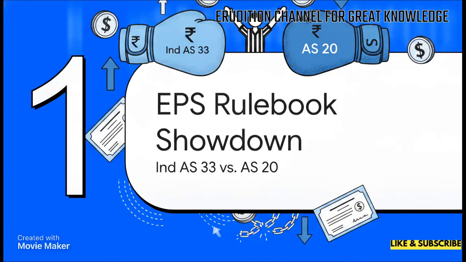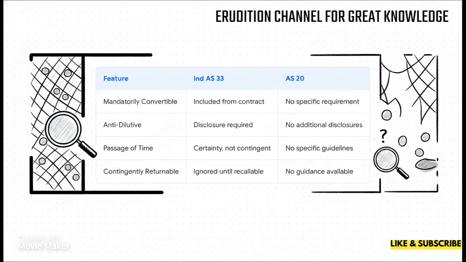All right, Section 1, the EPS Rulebook Showdown. It's IND AS 33 versus AS 20. When you look at the comparison here, the evolution in accounting rigor is just stark. Under the old AS 20 rules, dealing with things like mandatorily convertible instruments or contingently returnable shares was kind of vague. There were no specific requirements, no real guidance. It was a bit like playing a sport without out-of-bounds lines.